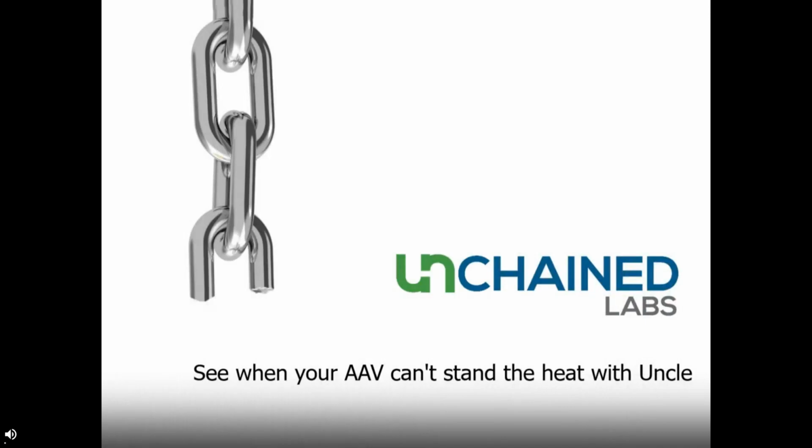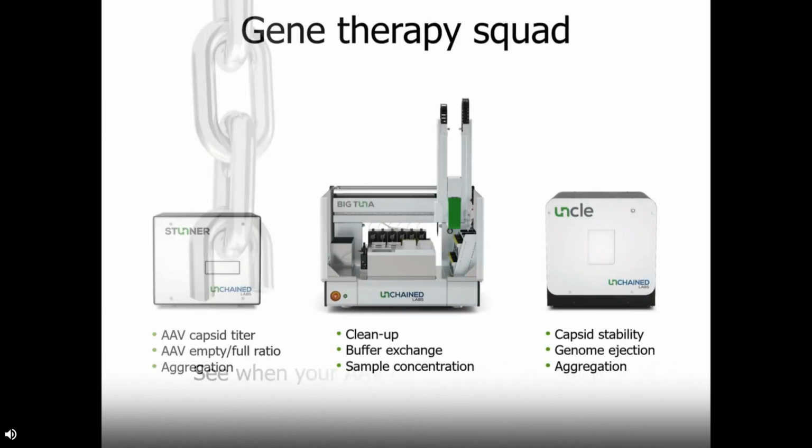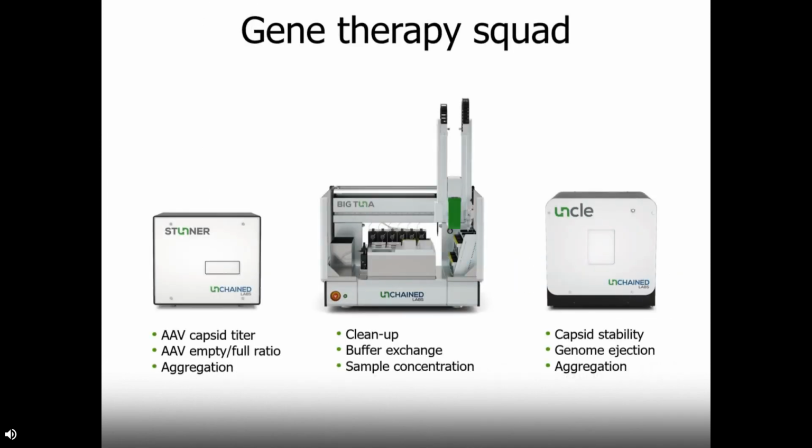Welcome to my talk, See When Your AAV Can't Stand the Heat with Uncle. Unchained Labs has been helping out with our gene therapy squad for all kinds of problems and all kinds of gene therapy tech. We've been honing our tools to deliver answers and save boatloads of time for AAV and other viruses. Stunner quickly delivers answers on titer and empty full ratio. Big Tuna takes care of buffer exchange and concentration. And Uncle is the key to all kinds of stability insights. That's exactly what we'll be checking out today for AAV.